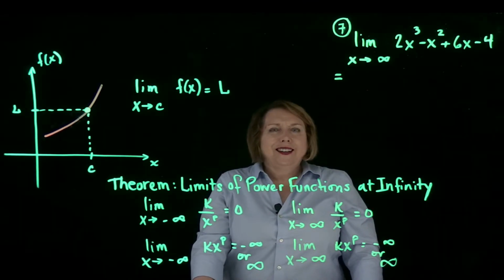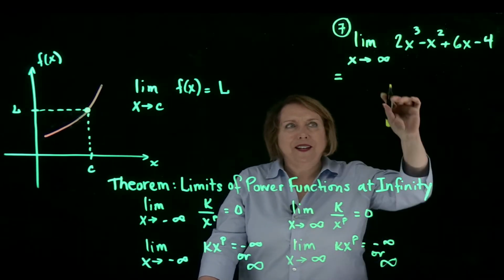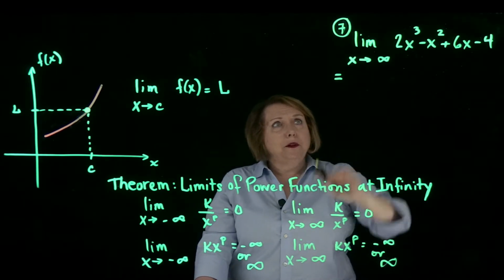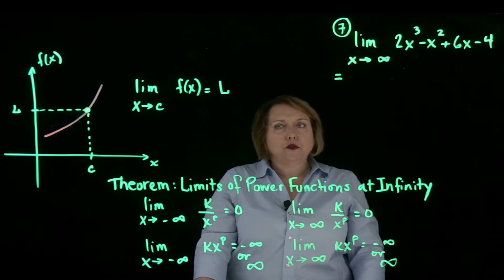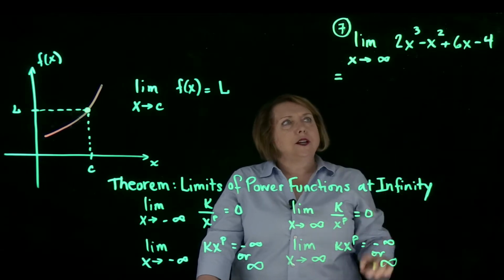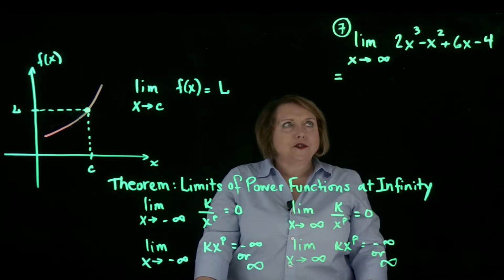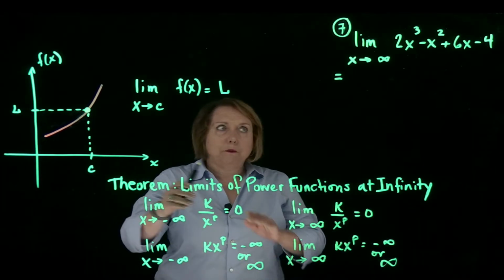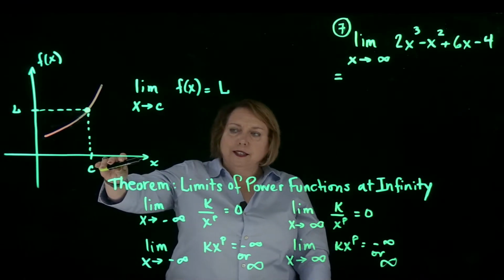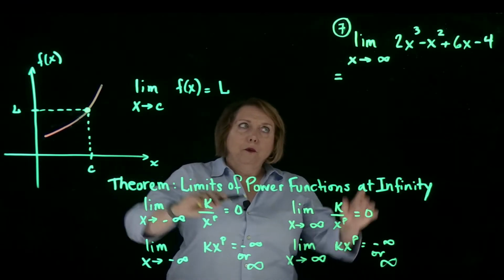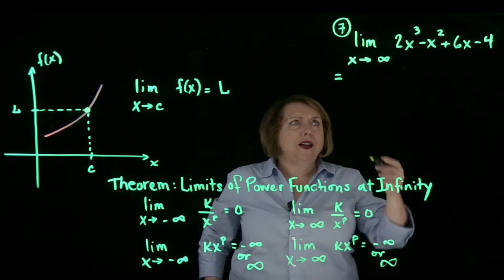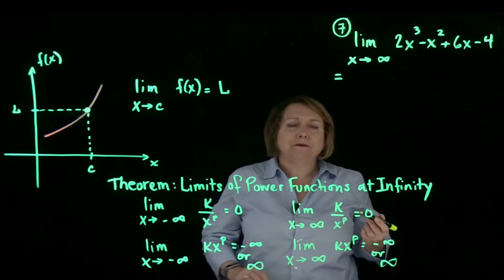Welcome back. We're going to talk about now limits at infinity or negative infinity. So if we have this problem, for example, the limit as x approaches infinity of this cubic function, 2x cubed minus x squared plus 6x minus 4. So keep in mind, if x is approaching infinity, it means x is getting bigger and bigger and bigger. What's the behavior of this function? What height or what value of f of x is this function approaching?